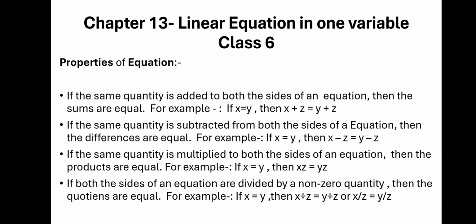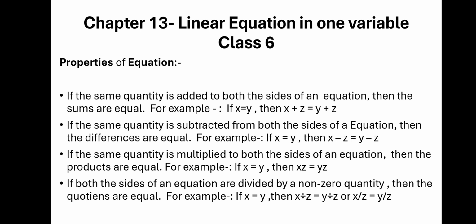Properties of equation. If the same quantity is added to both the sides of an equation, then the sums are equal. For example, if x is equal to y, then x plus z equal to y plus z. If the same quantity is subtracted from both the sides of an equation, then the differences are equal. For example, if x is equal to y, then x minus z equal to y minus z.